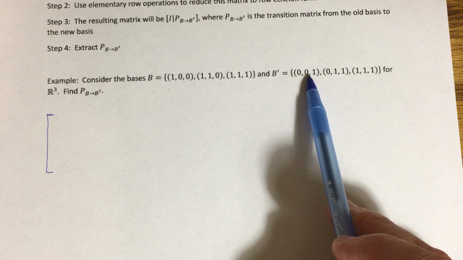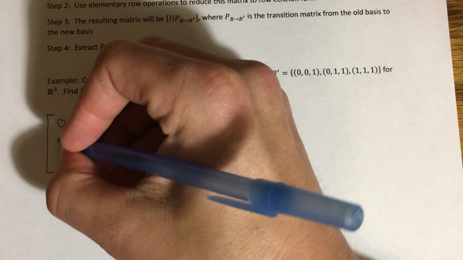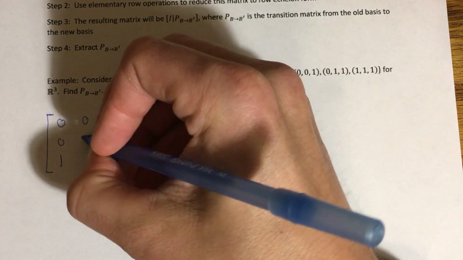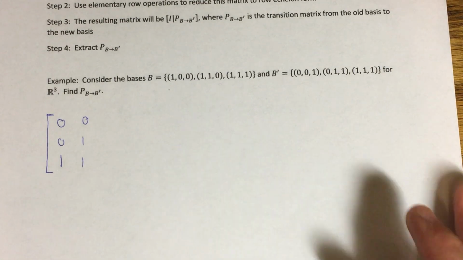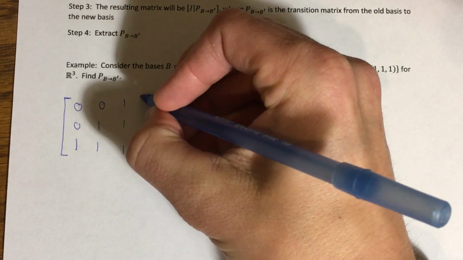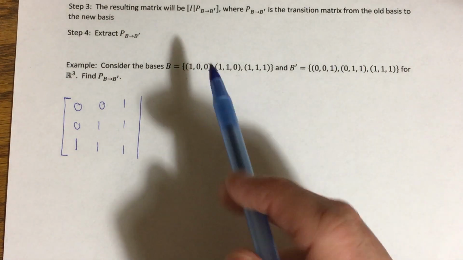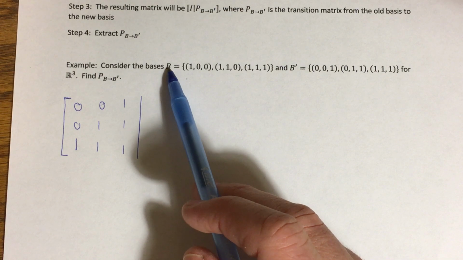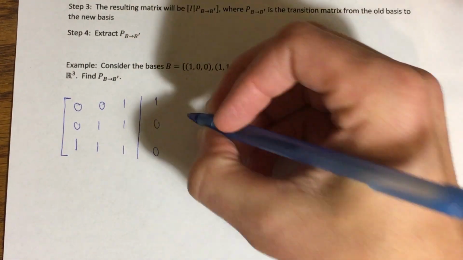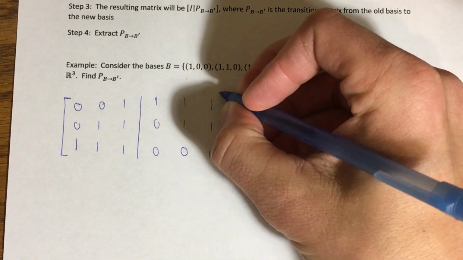Read these from left to right, top to bottom: 0, 0, 1 in my first column, followed by 0, 1, 1, and then finally 1, 1, 1. Okay, that's my new basis on the left. On the right, I'm going to put my old basis, the one I'm trying to transition from: 1, 0, 0, then 1, 1, 0, and finally 1, 1, 1.